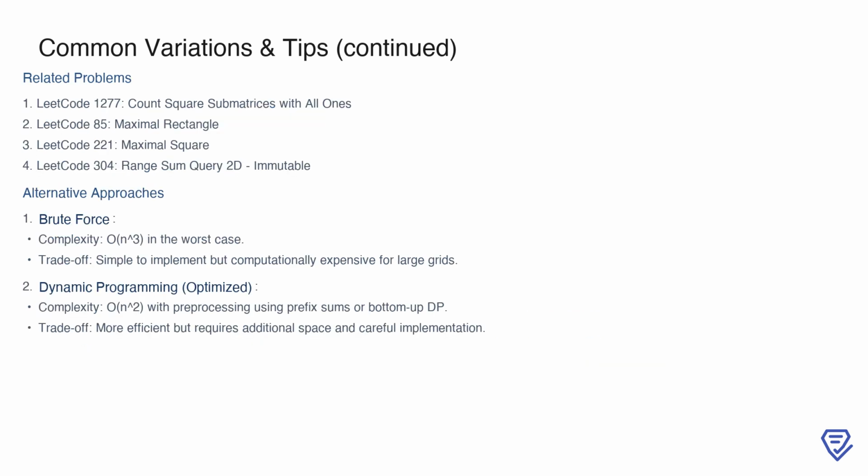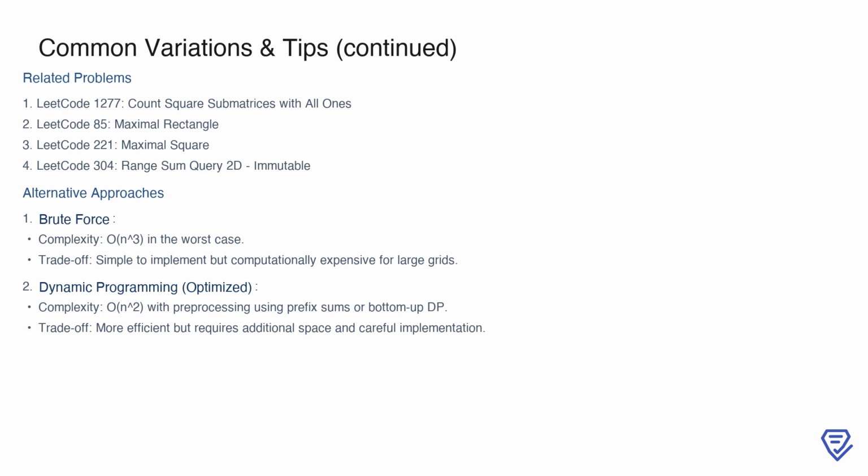This problem also connects to several related problems on LeetCode that you might encounter. For instance, LeetCode 1277 asks you to count square submatrices filled with all ones, while LeetCode 85 focuses on finding the maximal rectangle. LeetCode 221, which involves finding the maximal square, shares a lot of similarities with this problem as well. Additionally, LeetCode 304, which deals with range sum queries in a 2D grid, introduces useful preprocessing techniques like prefix sums that can be applied here.